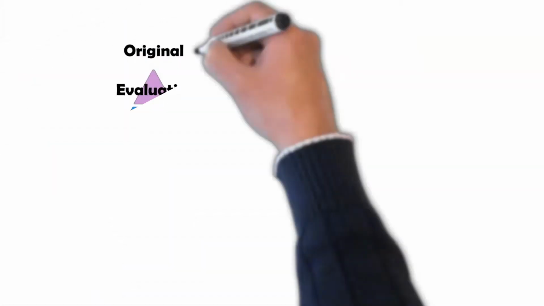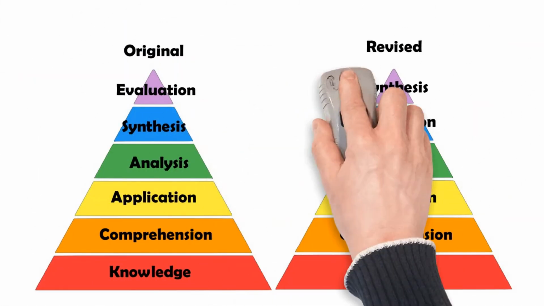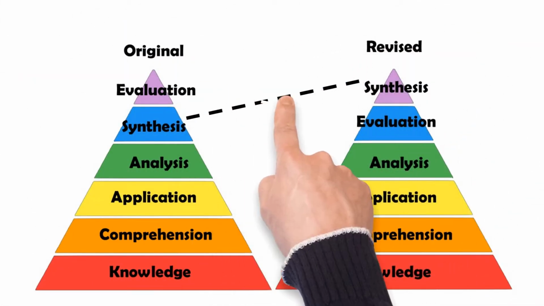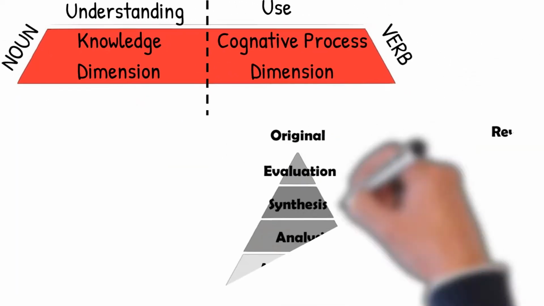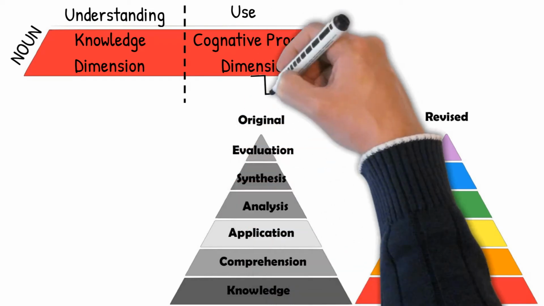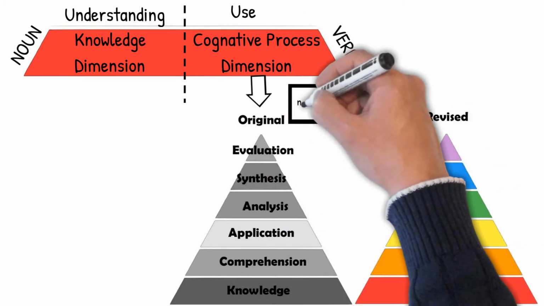Anderson and Krathwohl also switched the evaluation and synthesis level, making synthesis the highest level, which corrected some of the weaknesses in the design. The cognitive dimension preserves the original ideas that originated in the first taxonomy, but changed the noun titles to verbs.